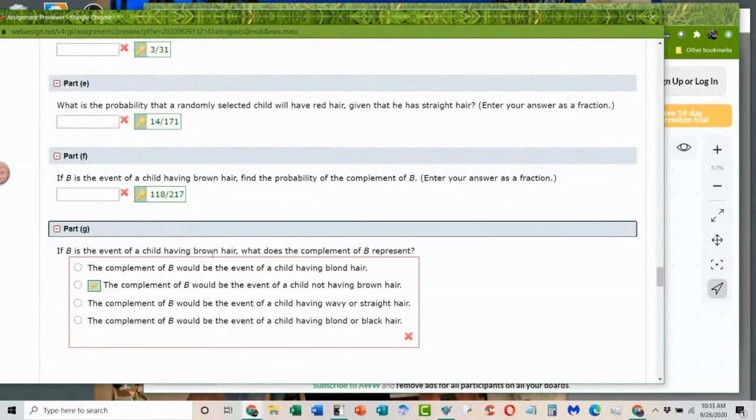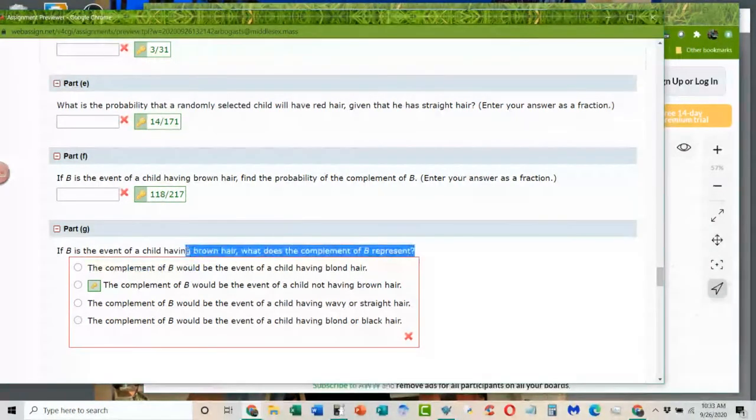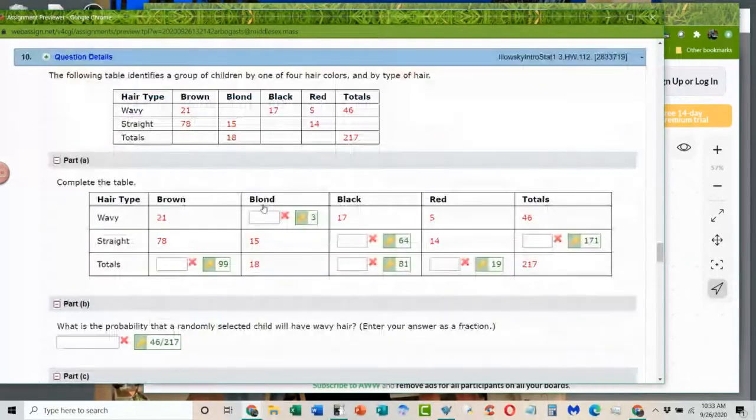And then, is having brown hair, what does complement mean of not having brown hair? Well, it's just not having brown hair. It means you have blonde hair, black hair, or red hair. So complement just means it's anybody else's color.